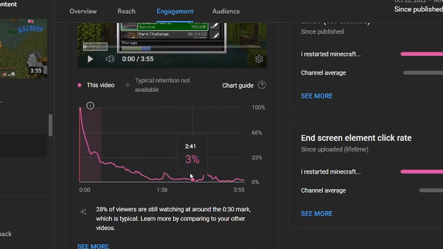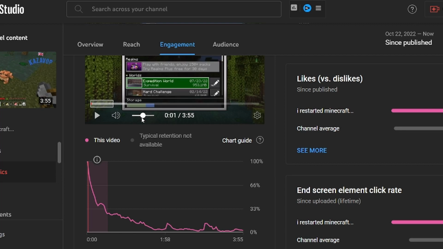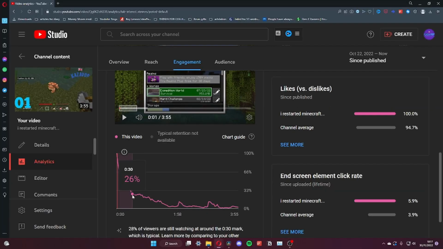Okay, so this graph is arguably worse, but obviously I waffled in the intro, which, since this is the intro to the video, to the series, can be excused for waffle, but audience retention by 30 seconds is 26%. Now, there could be a multitude of factors to this, because on the Kazavop channel, it's something that I am trying to solve.